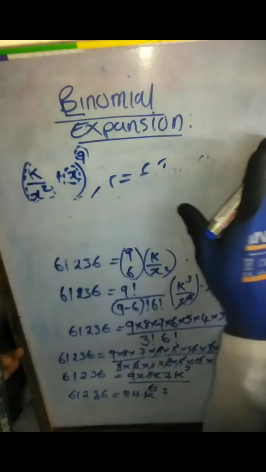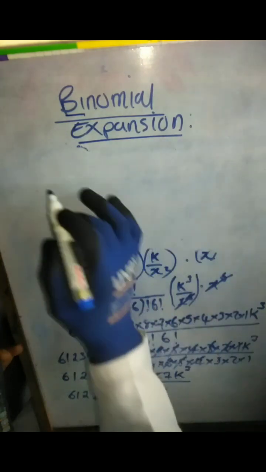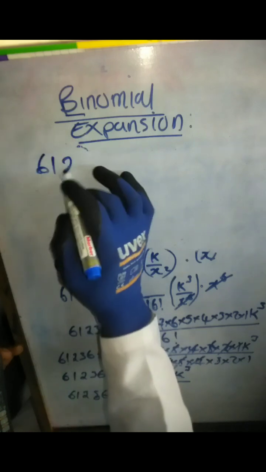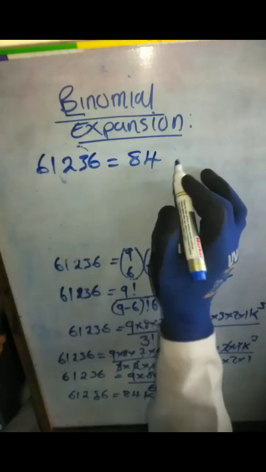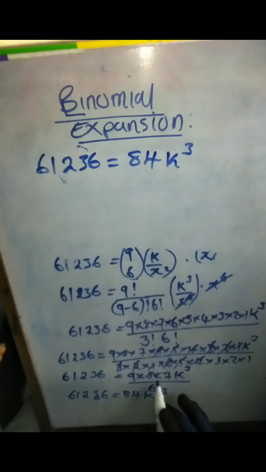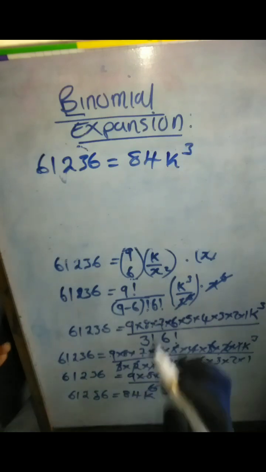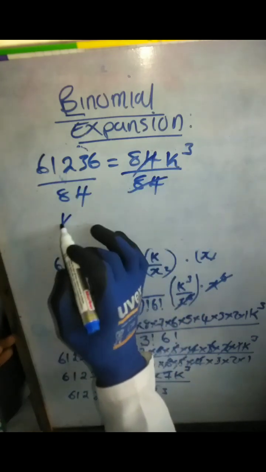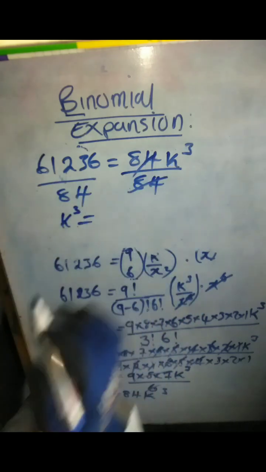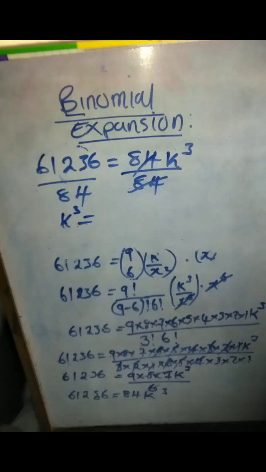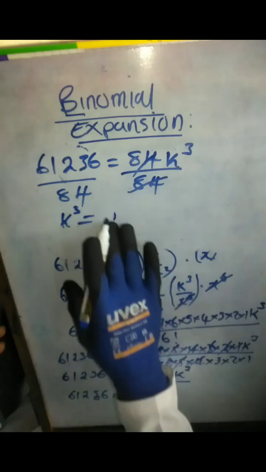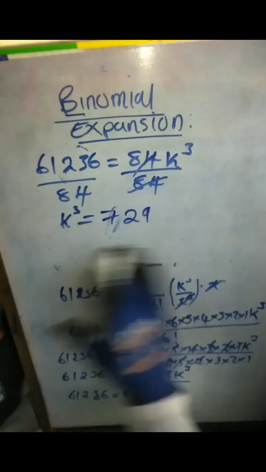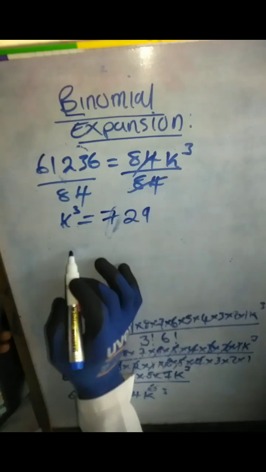So then from there, we can now find the value of k. We have 61 236 equals 84 times k to the power 3. Divide both sides by 84. So we now have the value of k to the power 3 equals 61 236 divided by 84, which is 729. That's what we have. Then from there we need to find the cube root.